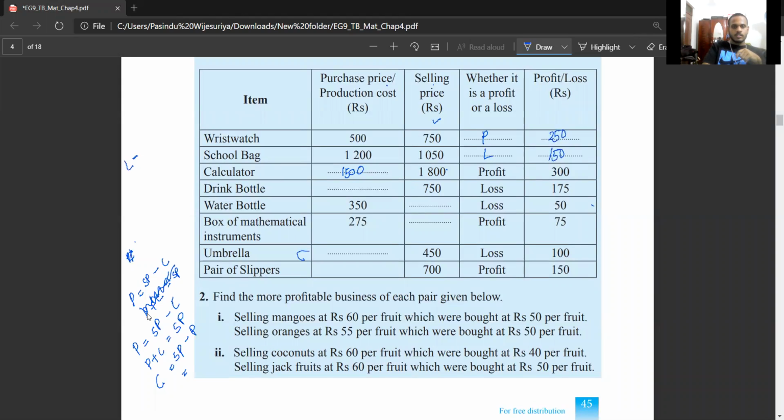In this case, it's a bit different. Here loss is cost minus selling price. So what they are asking is the cost again. So for the cost, what I do is loss plus selling price. So what is the loss? 175 plus 750, that is 925.